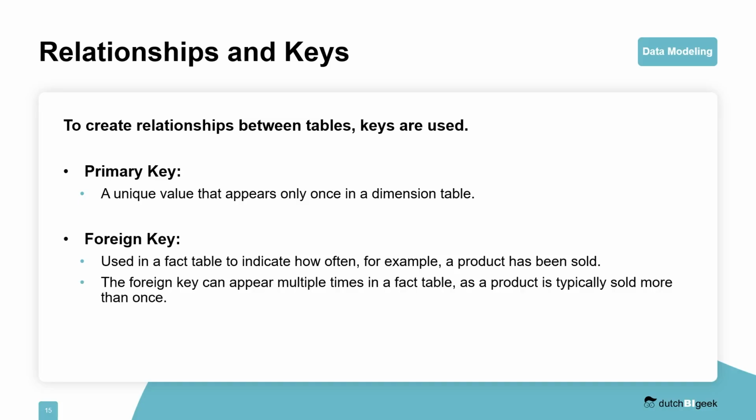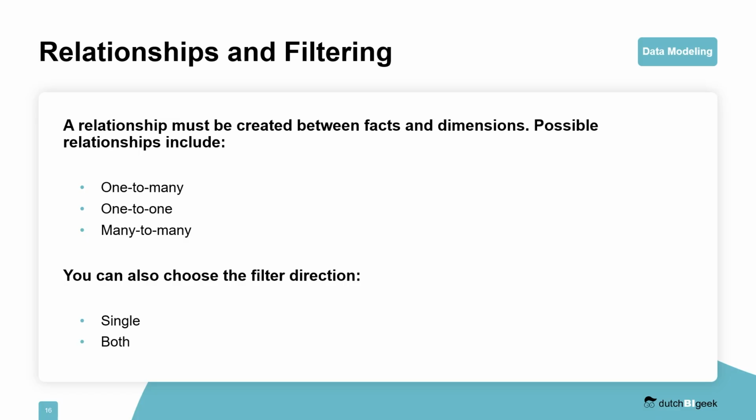So we have now the relationships and the keys, but we must also filter the relationships, and the filtering works in this way. We have different relationships. The strongest relationship is a one-to-many. So we have a unique value in the dimension, and we have many values in our fact table. So that's a strong relationship, and that's always the first choice.